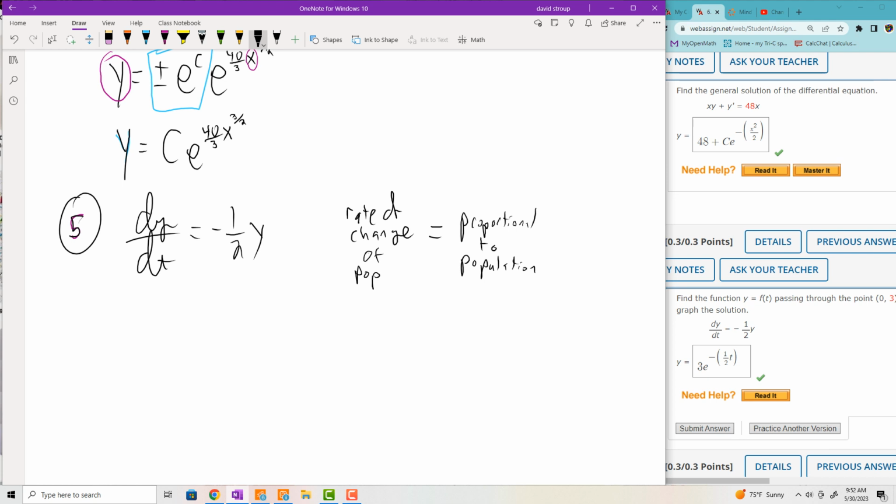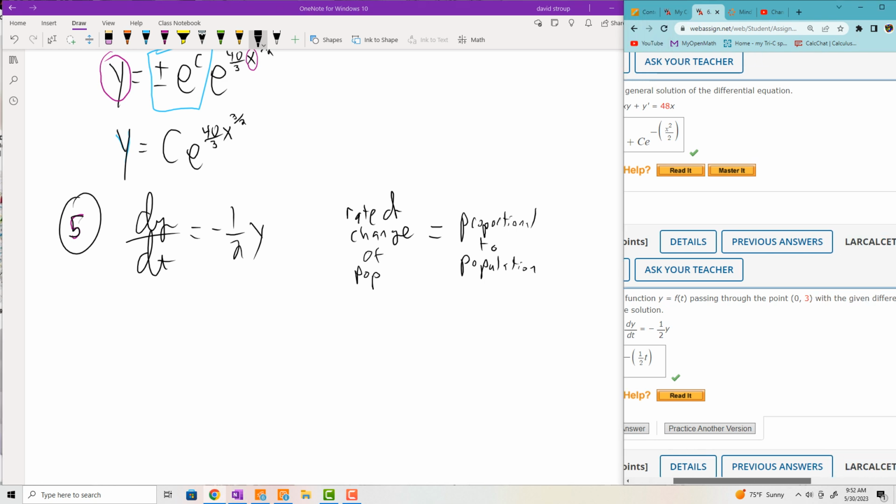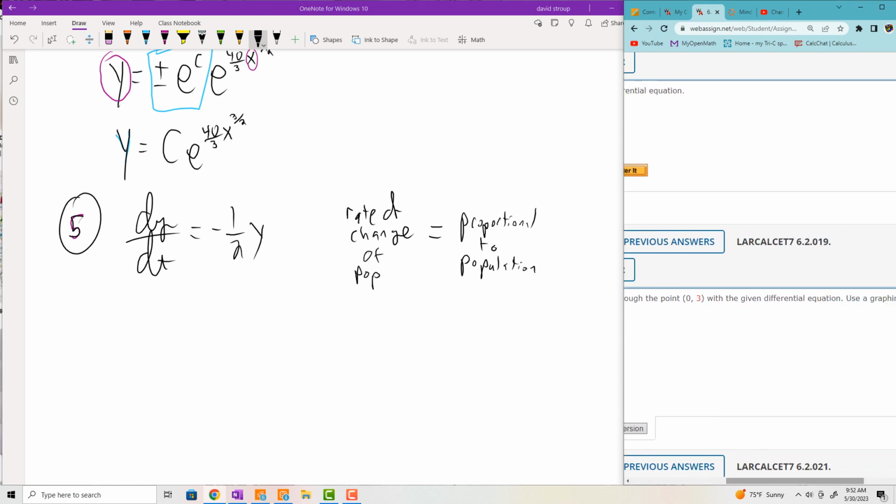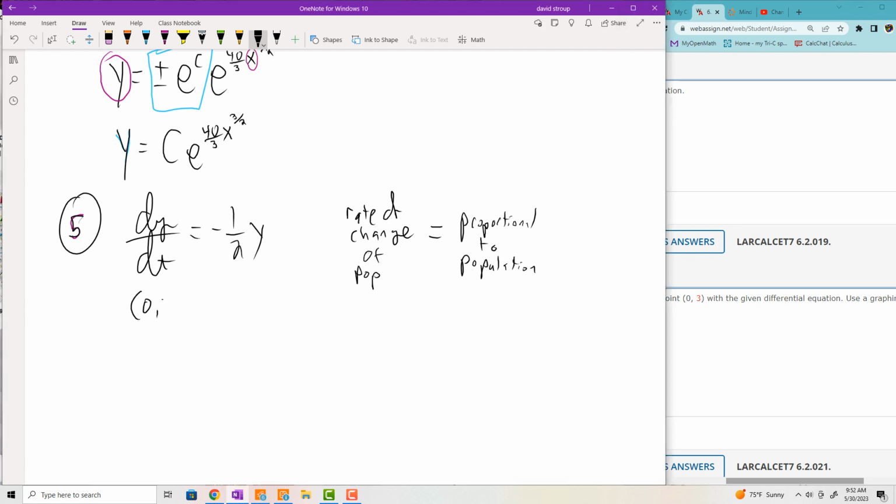There's also this idea of exponential growth versus exponential decay. So the bacteria case would be exponential growth. If you had something like radioactive material, you're going to be looking at exponential decay. Right? But anyways, getting back to problem 5, what we're working with here is looking for a solution, but not just any solution. We want a particular solution that goes through the point (0, 3).